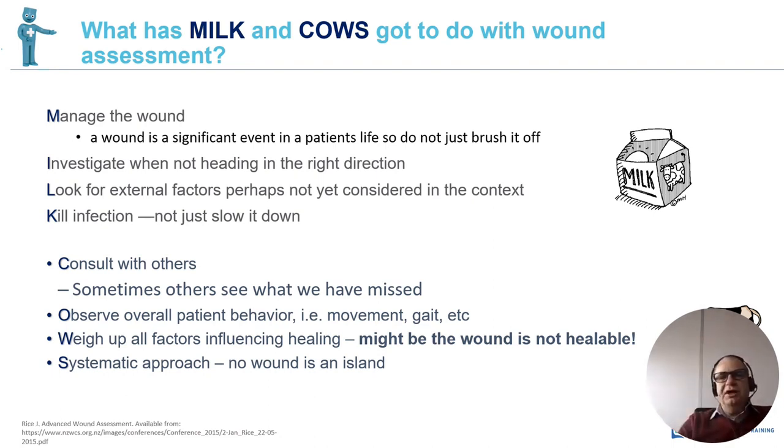Observe the patient's behavior. How are they keeping themselves? Do they have any mental impairments, for example, dementia? Do they have any problems with their gait? Are they very heavy? Weigh all your factors. Why is the wound not healing, or why is the wound not progressing as quickly as I want it to? But then, obviously, the last one is the most important for me. Systematic approach. No wound is an island. Look at the whole patient, not just at the hole in the patient.